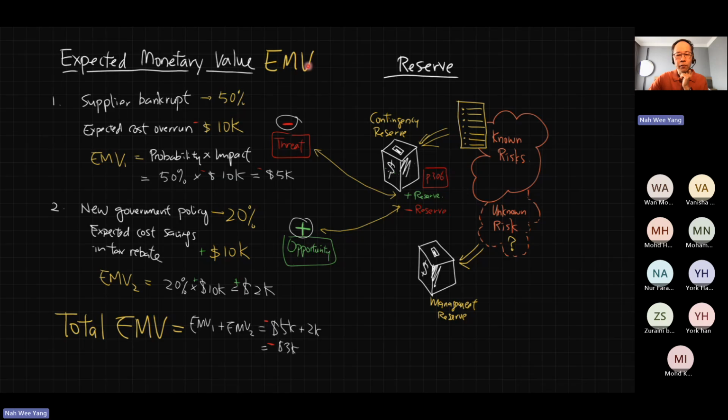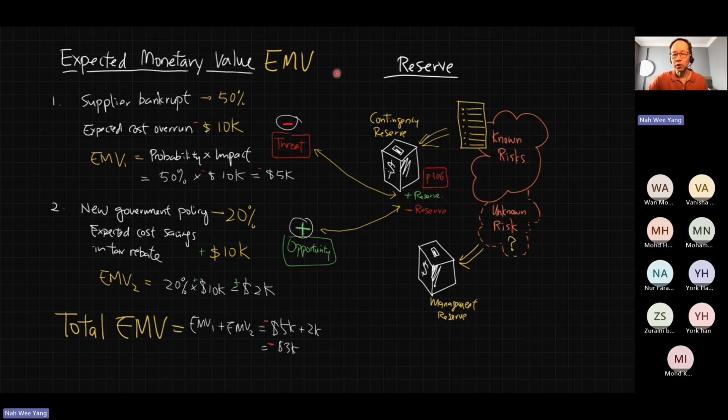And EMV is actually related to reserve. Let's look at this reserve. There's a known risk and an unknown risk. Known risk is what we can document; we've got the list. Unknown risk we will never know until it happens.